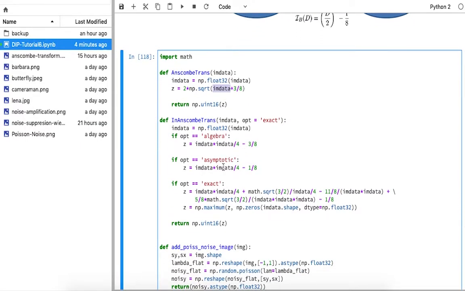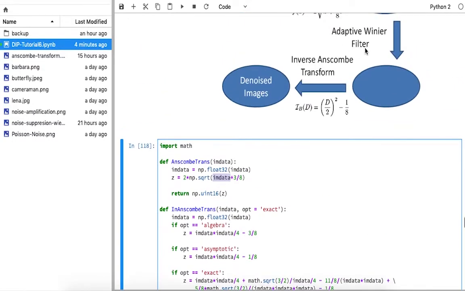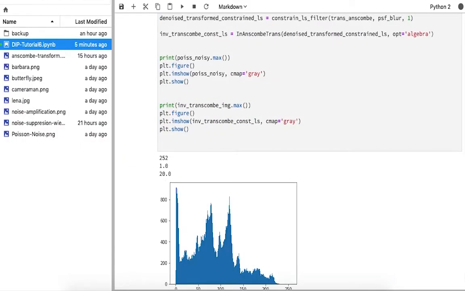There are some heuristics here. This is one possible way of inverting it. There are other methods also. It's not really important. You can always look them up. Some perform better than others. What I want to emphasize is that this is not the only inverse Anscombe. There are some methods. It depends on how the distribution of an image looks. Let's see how it looks.